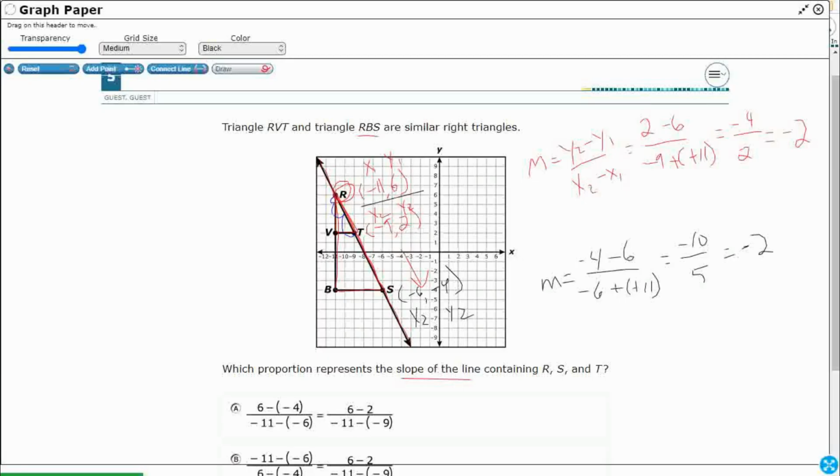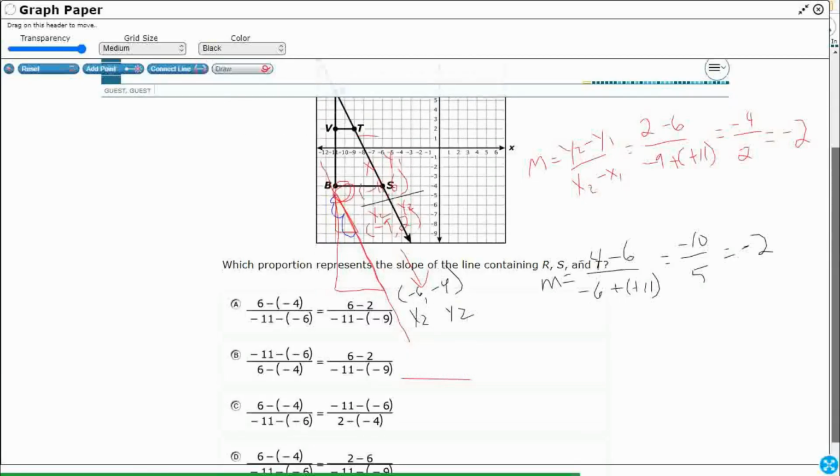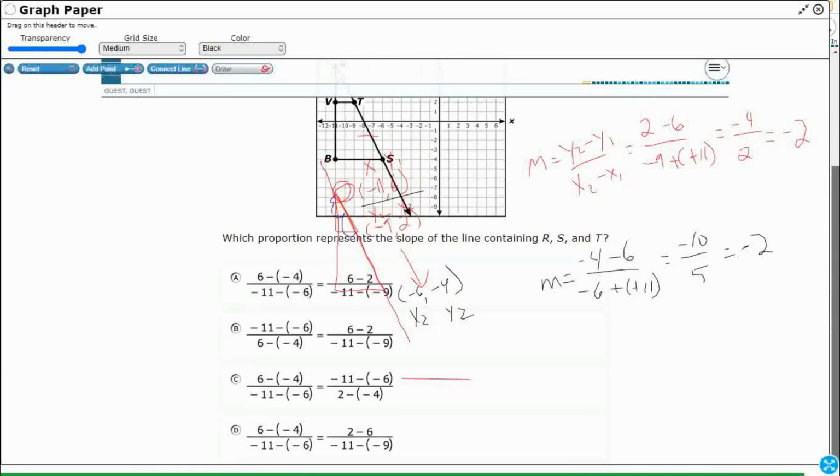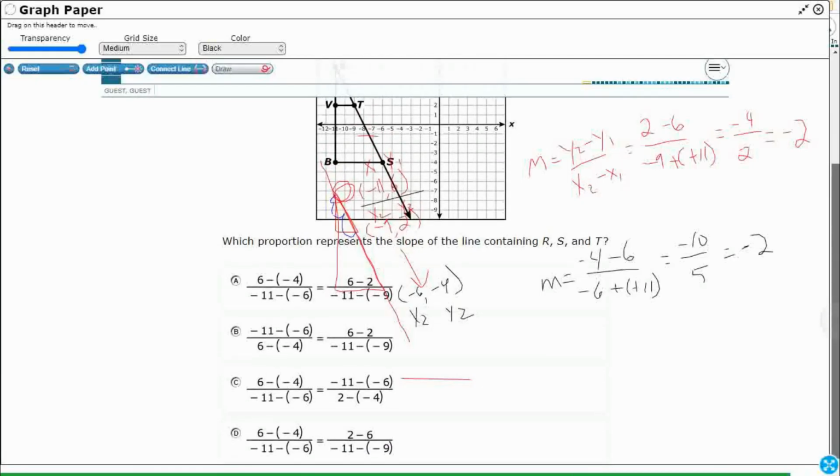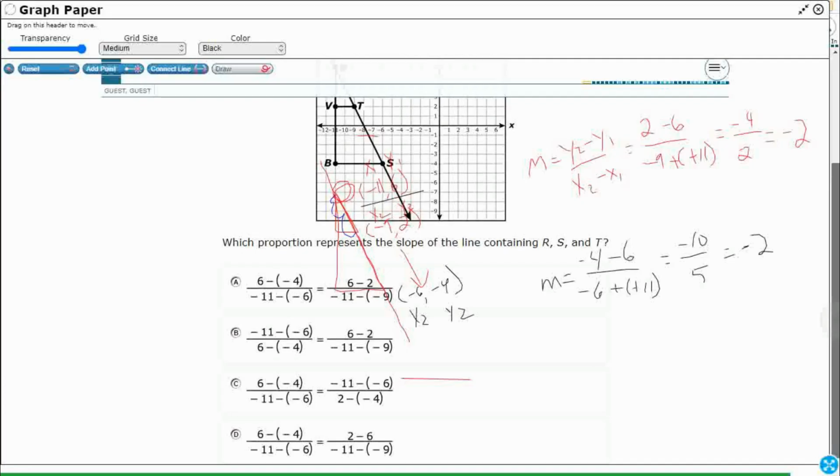Now, there's a chance that what I did is going to show up here, but there's a chance. Take a look at my answer selections. Unless they did the exact same x1 and y1, right, because I could reverse those, I'm not going to be able to find that exact value. So what do I do now?